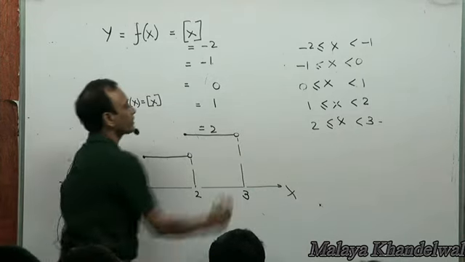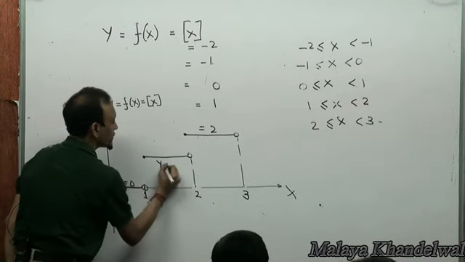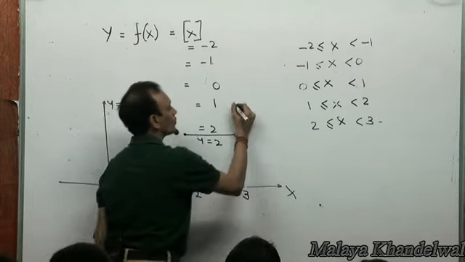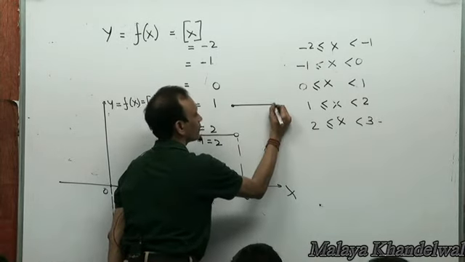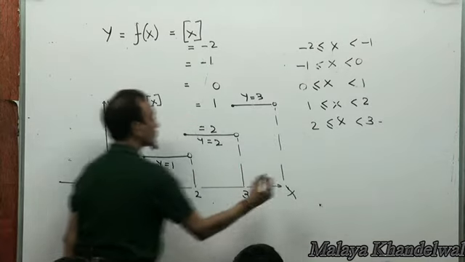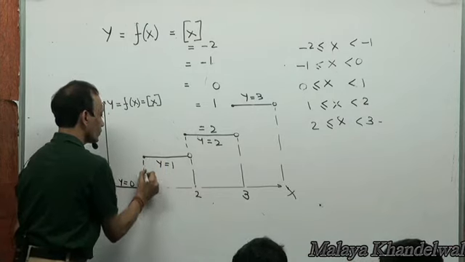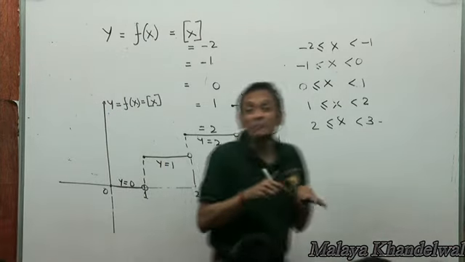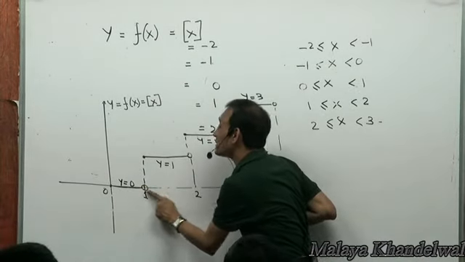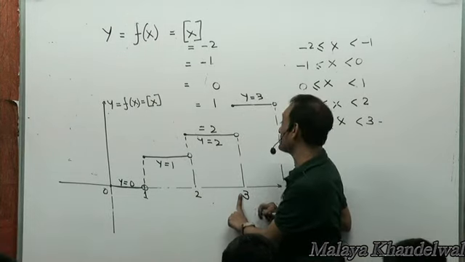Right? And then so this is y equal to 0, this is y equal to 1, this is y equal to 2, y equal to 3, and so on and so forth. Right? There is abruptness. There is change of character in this case. There is abruptness at x equal to 1. There is abruptness at x equal to 2. There is abruptness at x.